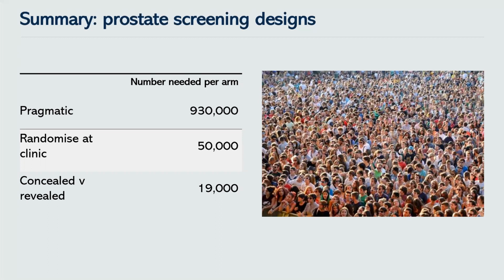That's the CAP trial. If you did something like UK CTOX, randomizing at the clinic, you could reduce that to 50,000 men per arm. And if you take advantage of the concealed versus revealed design, you could reduce it to 19,000 men. So these are huge differences. If you want to talk about efficient clinical trials, you need to think about the design. Randomization is really important. Real world data is not the answer to doing efficient designs. It's thinking about what the problem is and how to design your study to answer that problem with precision.